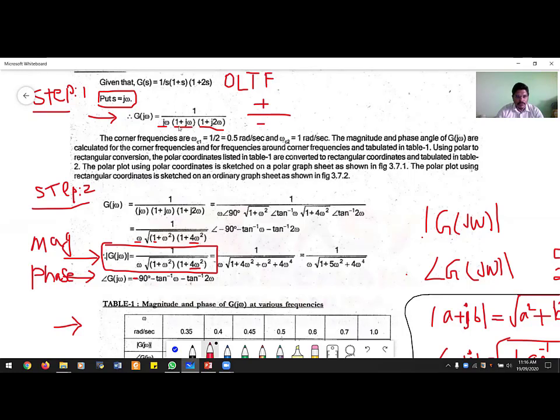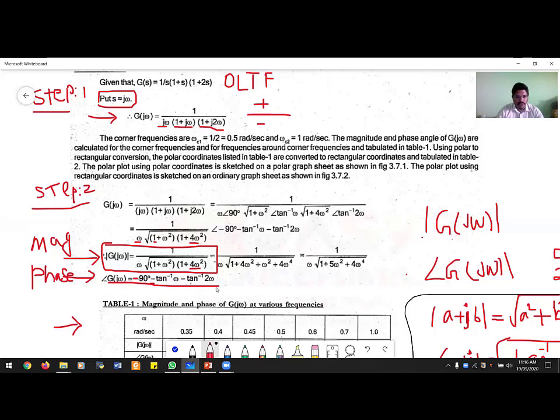So next term is 1 plus j omega. Here the real value is 1 and the imaginary value is omega. So the formula is tan inverse of omega divided by 1, which is tan inverse of omega. Since the term is available in the denominator, I am going to use a minus sign. So minus tan inverse of omega, minus tan inverse of 2 omega. These terms came. In this way, you have to write the phase value for whatever term is available in your G of j omega.